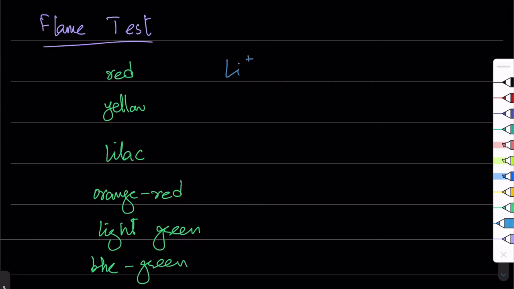So lithium ion is red. Sodium ion is yellow. Potassium ion is lilac. So that's group 1. And then we have 2-3 ions with positive 2 charge. So calcium, barium, copper.